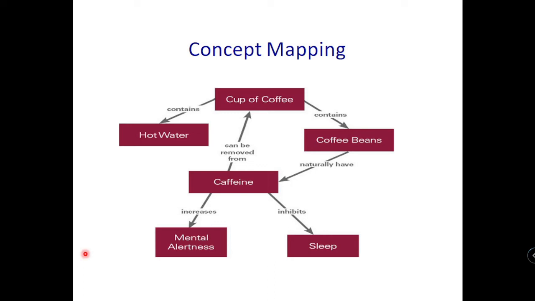We allow them to prepare the concept map. Here is the example of a cup of tea. Preparing how we make this cup of tea, it contains hot water, coffee beans which naturally have caffeine. Whether it can be removed or not. If we increase the caffeine, it affects mental alertness. If it inhibits, it allows them to sleep. In this way, we give a topic to the learners and they prepare a concept map based on their understanding.